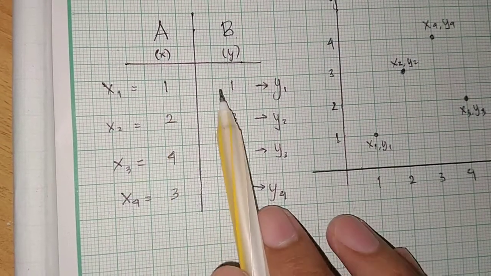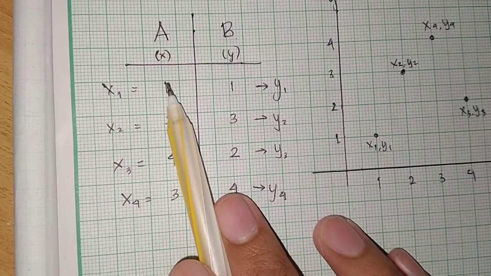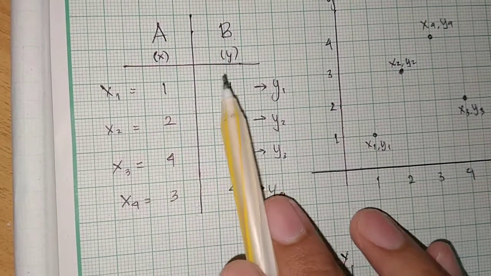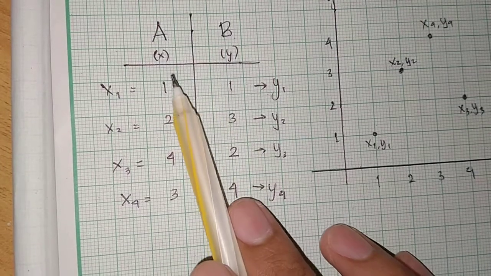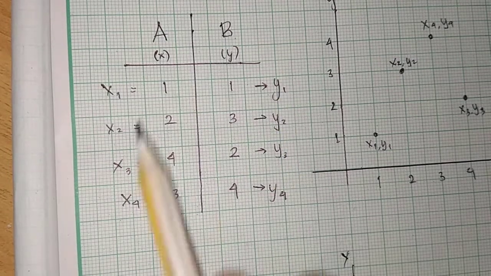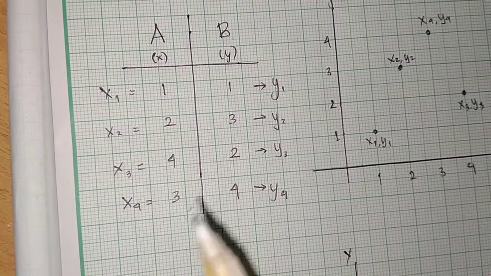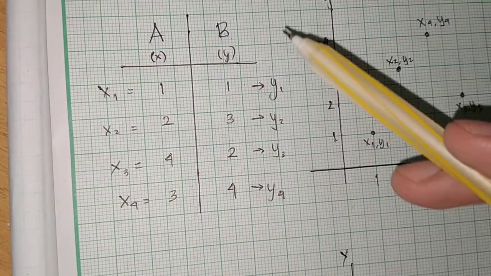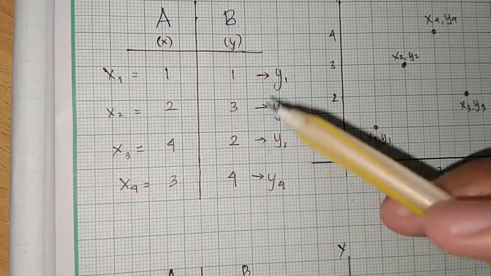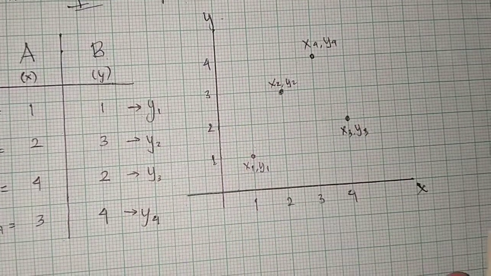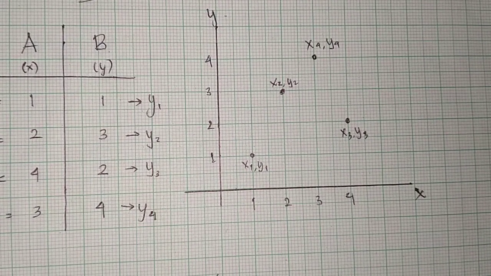And when the value of x is 1, then the value of b is 1. When a is 2, then b is 3, and so on. So this is the data we have. This is the x column, and this is the y column. And then we are going to plot all the data in the Cartesian coordinate.